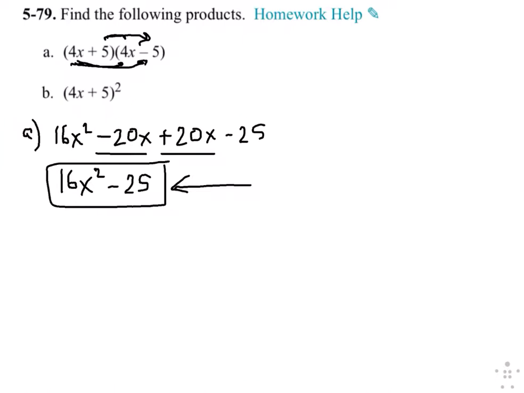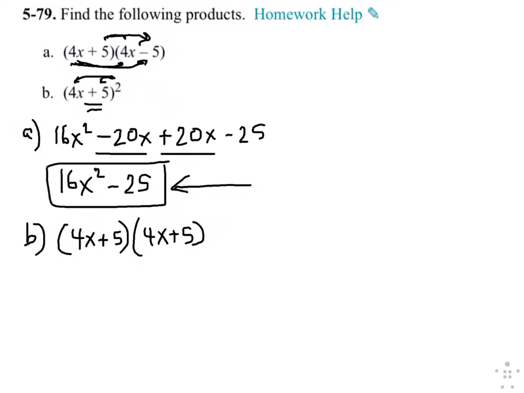Okay. And then for b, we have (4x + 5) squared. This means (4x + 5) times (4x + 5). Do not make the mistake of bringing that in. You can only do that if they're multiplying, not when they're adding, right? So we can't take that shortcut. We have to multiply this out as a binomial times binomial.